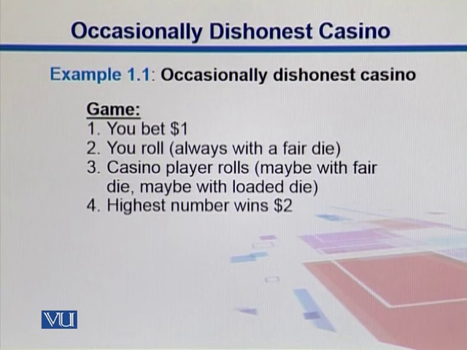So generally, they don't use this die most frequently. That's why it's occasionally dishonest. If they are dishonest all the time, obviously, one would not go and play over there. The casino player rolls maybe with the fair or maybe with the loaded die, and the highest number wins, 6. So what is the probability of you getting a 6? That is 1 by 6. And what is the probability of him getting the 6? If he is using the fair die, obviously it's 1 by 6. And if he flips around and uses the other die, which is the loaded one, he can get 6 over half of the time. So his chances are more since he is using the loaded die also.